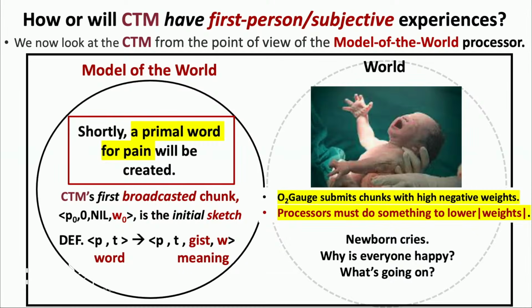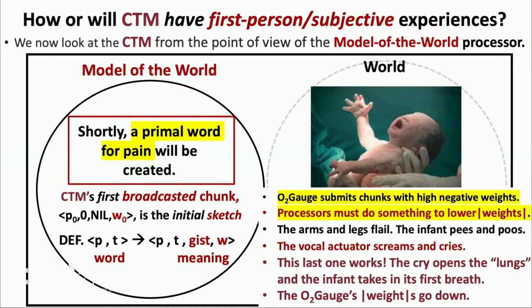Okay, I told you that built in there are gauges. So we have something like an oxygen gauge. And that oxygen gauge is low, and it knows that to survive, this infant or the CTM needs oxygen or some equivalent. Okay, so it puts in a chunk into the competition with increasingly high weights until that goes above threshold. Keeps on putting in, I need oxygen, until it goes above threshold, okay?